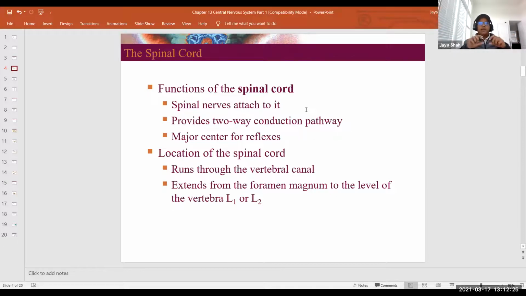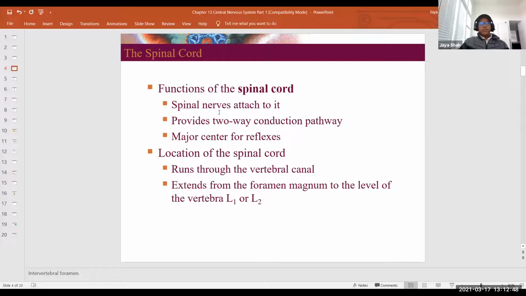So spinal nerves exit from the spinal cord through the intervertebral foramen. What is that called? Intervertebral foramen. Okay.